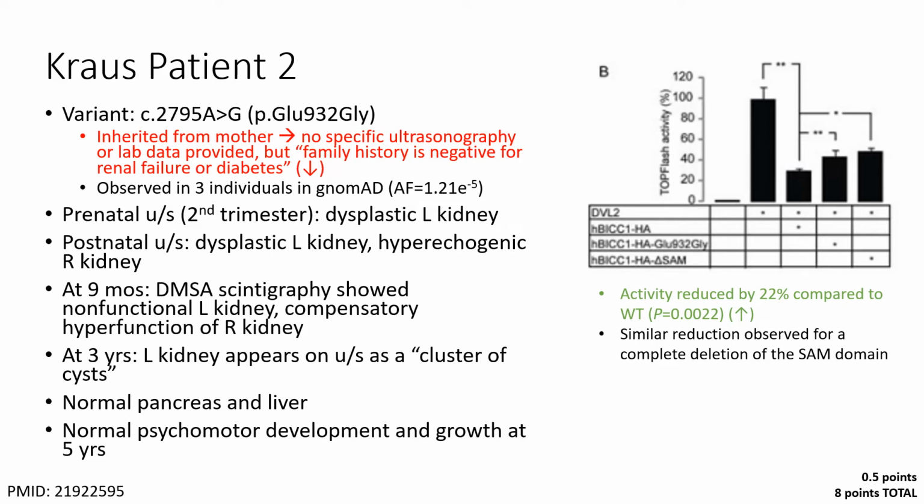No abnormalities of the pancreas or liver were observed, and at age 5 years, the proband was said to have normal growth and development. Like the previous variant, this variant was also inherited from an unaffected parent, the mother. In this case, no specific ultrasonography or lab data were provided, but the authors noted that family history was negative for renal failure or diabetes. This variant is also observed in 3 individuals in gnomAD.